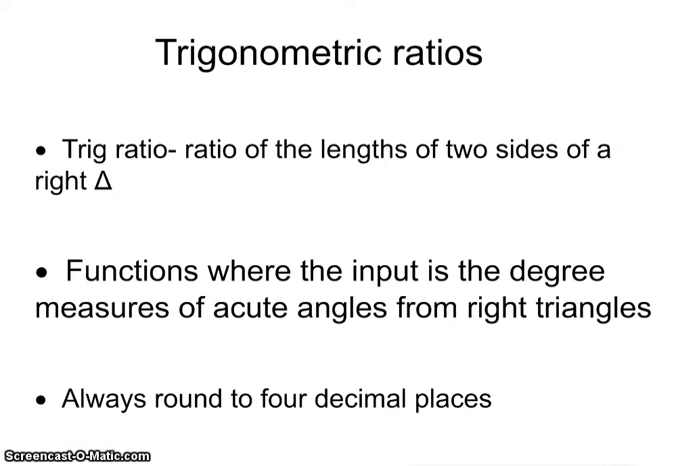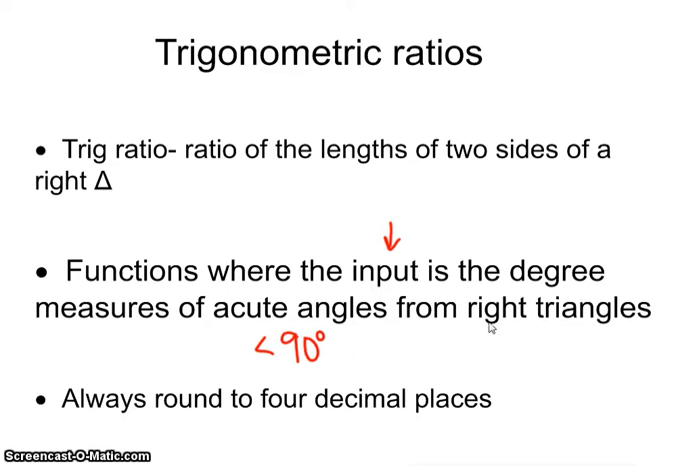A trig ratio is a ratio or a fraction of the lengths of two sides of a right triangle. The input, where x is your input and y is your output, is going to be the degree measures of acute angles. So we're looking for degrees that are less than 90 degrees. 89 would be acute. Those are what we're looking for.